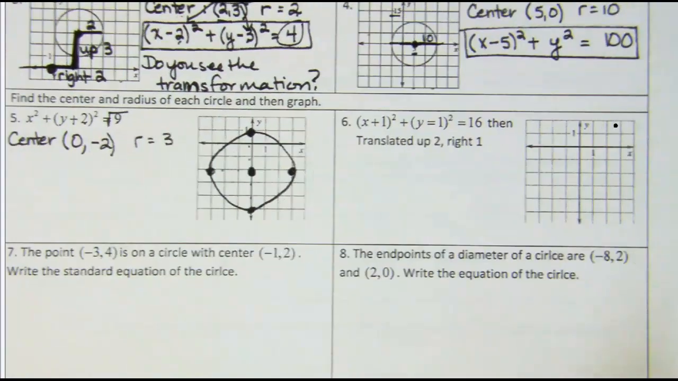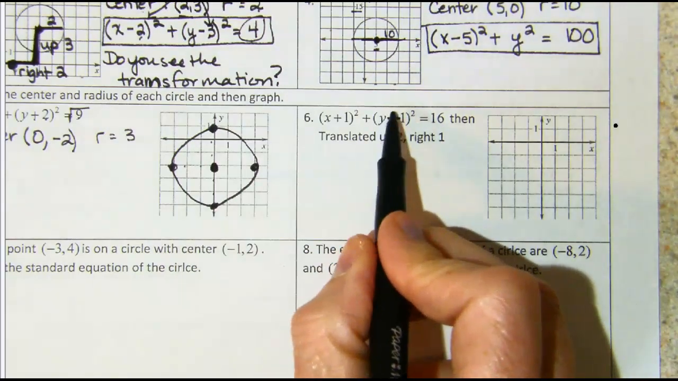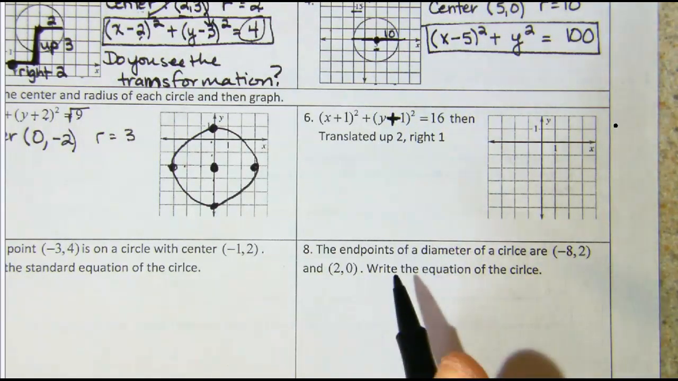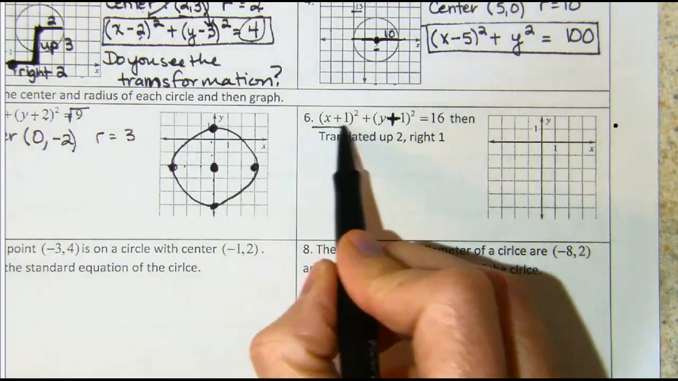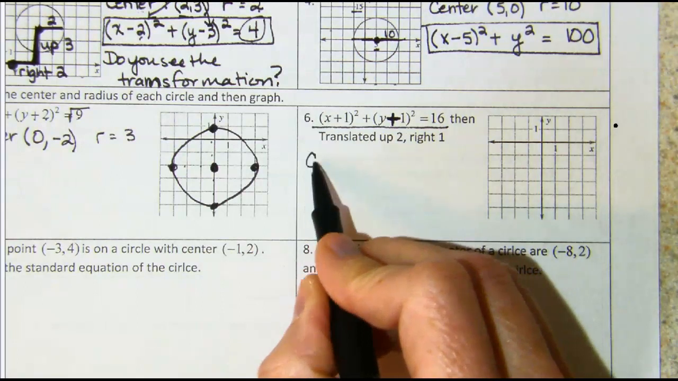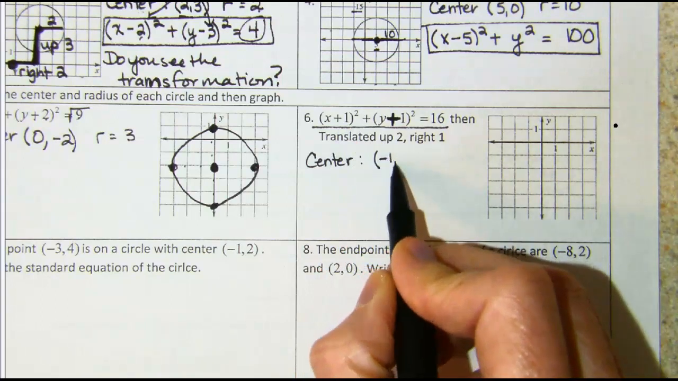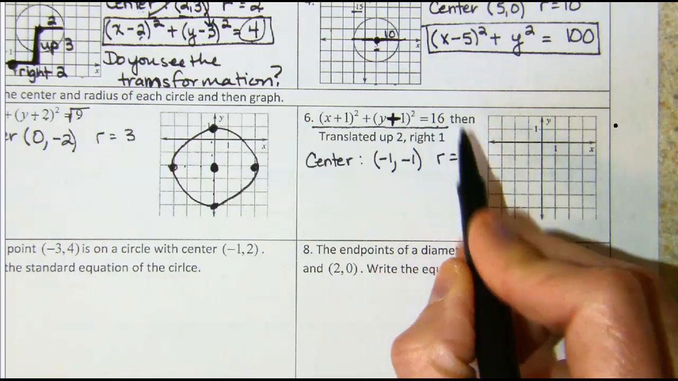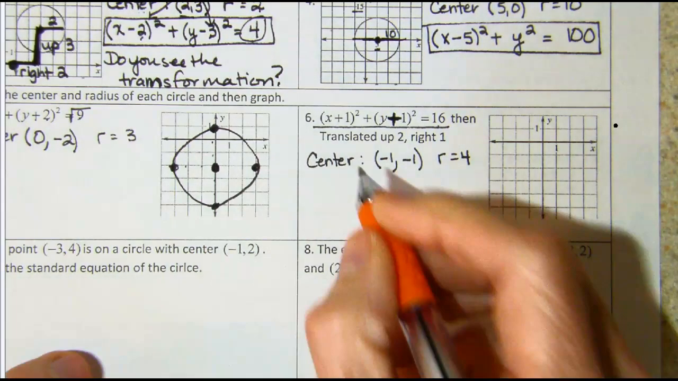Now, moving on to question 6, this one right here has a little bitty typo. This should be +1 right here. So that's +1. So there's the equation, and then it wants me to translate it up 2, right 1. So the first thing I need to do is find the center of this original problem. So the center of the original problem, opposite of +1 is -1, opposite of +1 is -1, and the radius is going to be square root 16, which is 4. Then it wants me to translate it up 2.